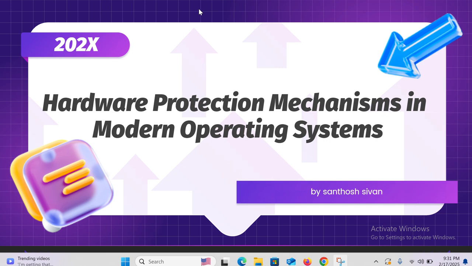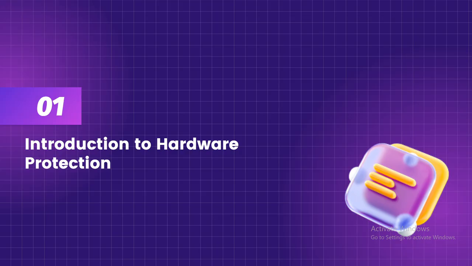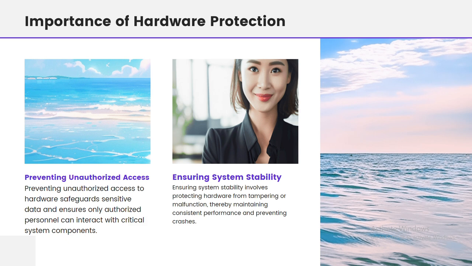Prashant. Now we talk about hardware protection mechanisms in modern operating systems. We are covering some topics: introduction of hardware protection, types of hardware protection mechanisms, memory management techniques, CPU privilege levels, input output protection, case studies and practical implementation, and future direction in hardware protection. First, introduction of hardware protection.